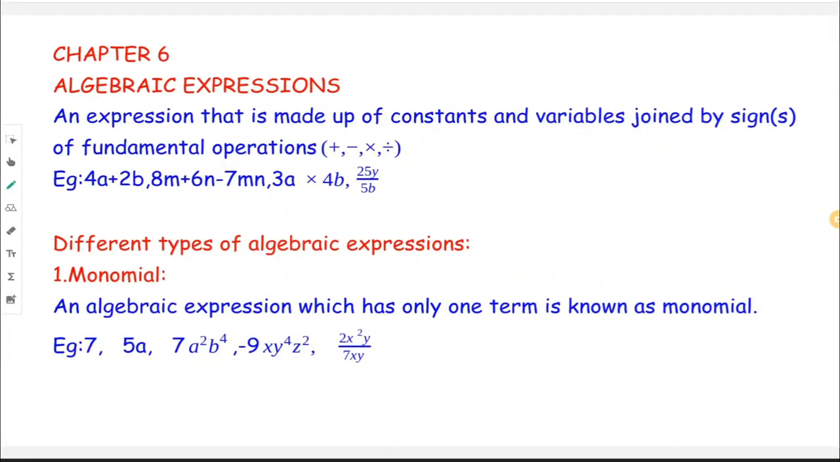In chapter 6, algebraic expression. So let's have a look at the statement. An expression that is made out of constants, I'll explain later, and variables joined by signs of fundamental operations. So what are the signs? Plus, minus, multiplication, and division.